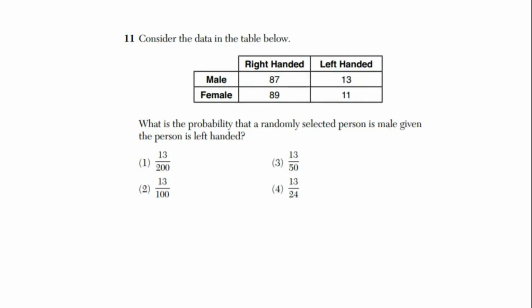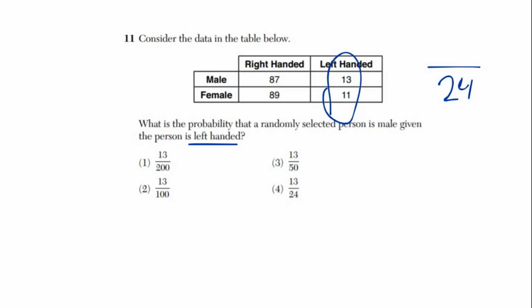So it looks like for this one, we're trying to find a conditional probability. We want to know what's the probability of a randomly selected person being male, given that that person is a lefty. Really what we're doing is they're telling us, don't look at anything that's not left-handed. They have to be left-handed. And then given that they're left-handed, what's the probability that they're male? So our sample space is going to be all the left-handed people, which in this case is only 24.